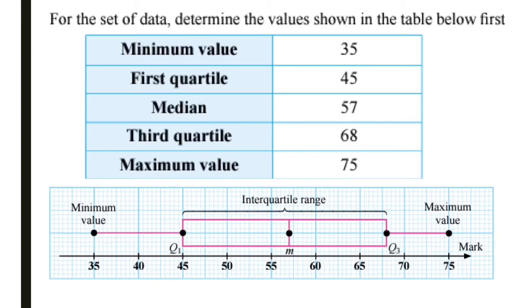Okay, after that we will join Q1 to Q3. Okay, for the lower part using a horizontal line, and the upper part also using a horizontal line. That is the interquartile range. Then finally we will join Q3 to maximum value using a horizontal line.